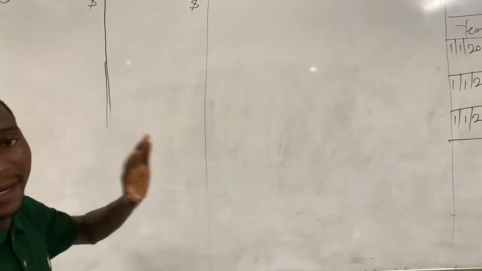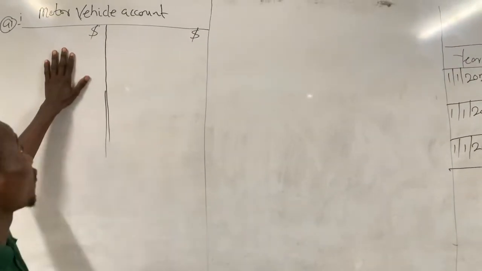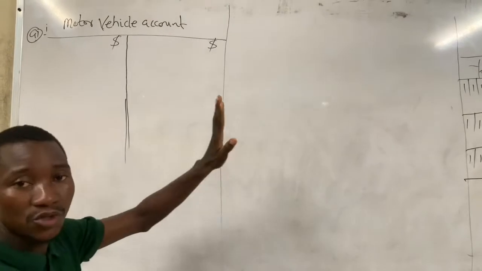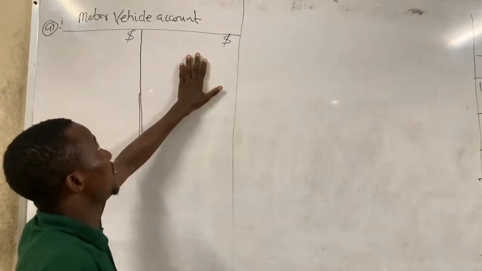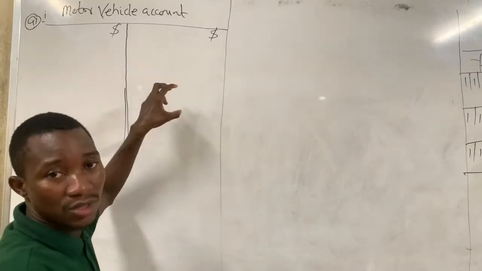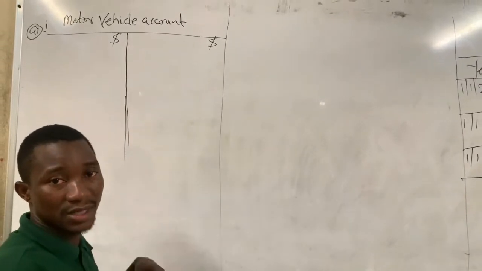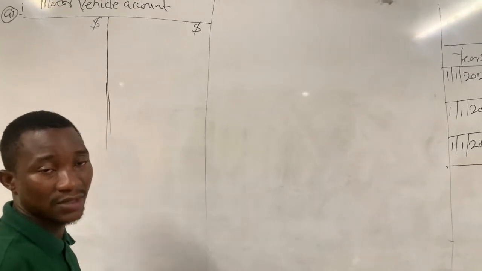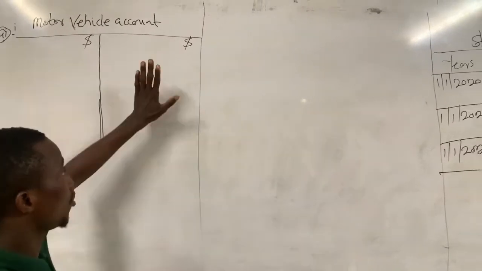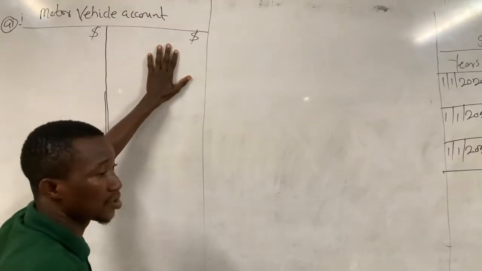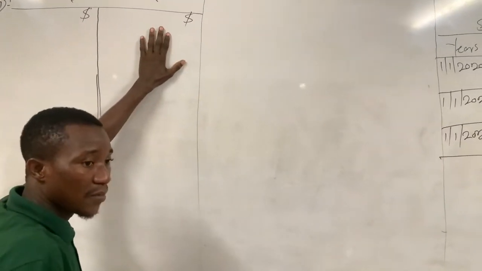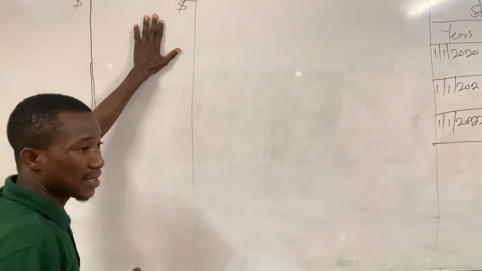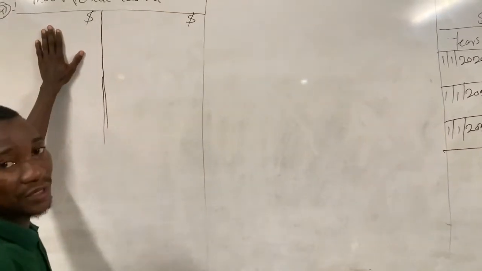So anytime we acquire an asset, we debit the motor vehicle account. Anytime we dispose of an asset, we credit the motor vehicle account with the amount we bought the asset, not the amount we sell the asset. So that is the difference. We credit the motor vehicle account with the cost of the asset on disposal, then we debit it when we make an acquisition.